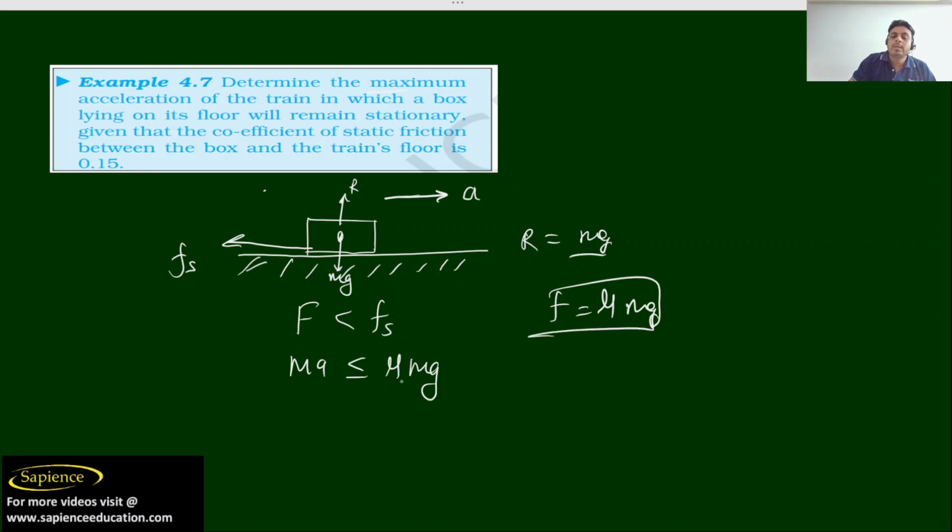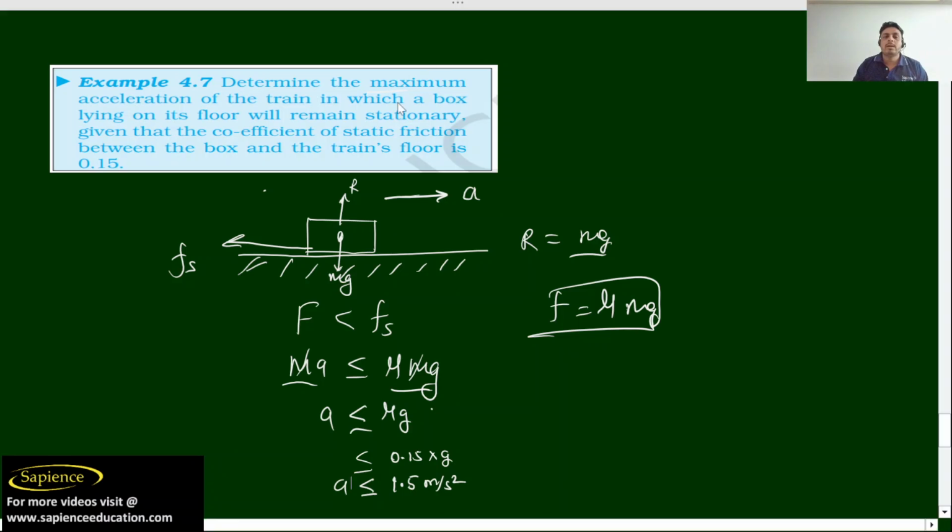By putting this frictional force and this mass into acceleration, we will cancel the mass here. So acceleration must be less than or equal to mu into g. And what is the value of mu? The value of mu is 0.15, into g. So acceleration must be less than or equal to 1.5 meter per second square. So this is the solution of this question. I hope you have understood now.